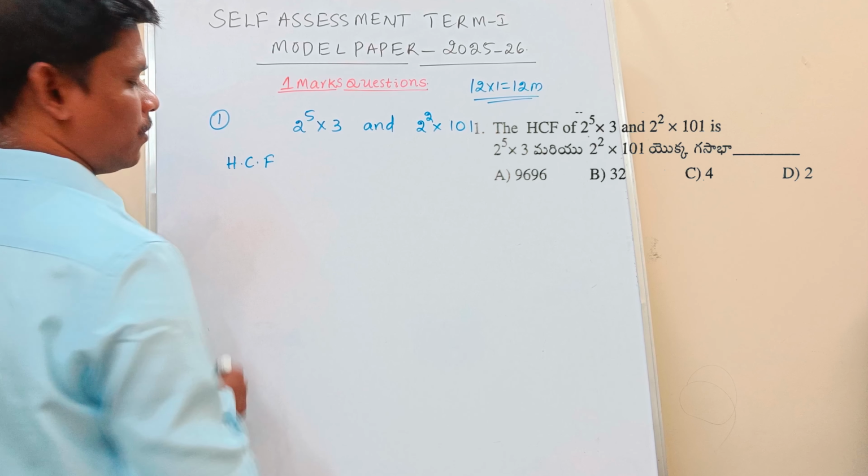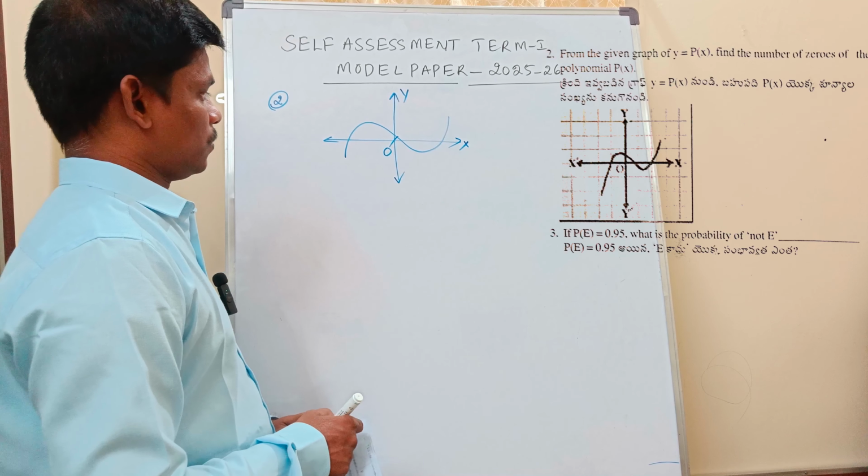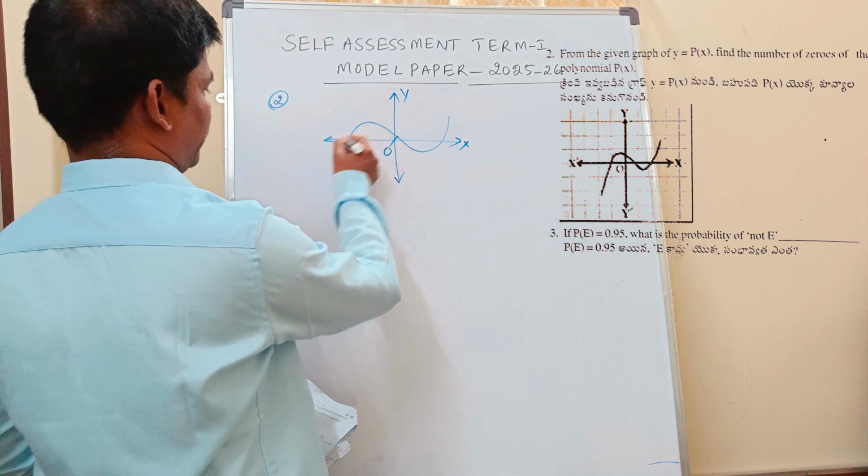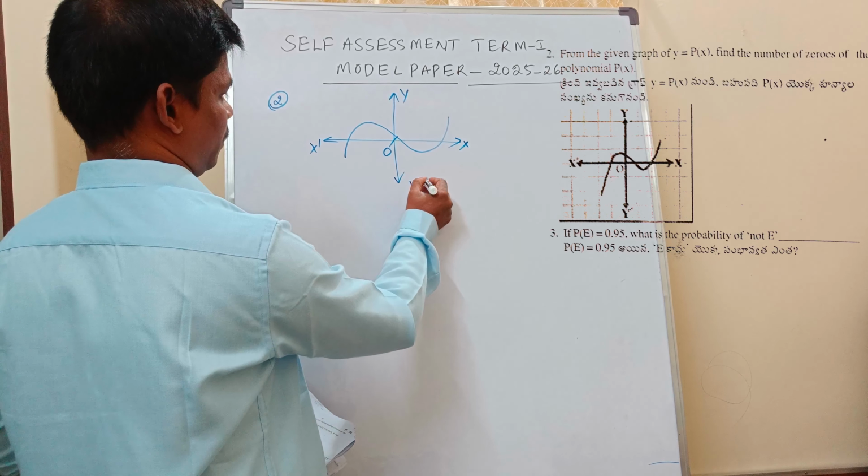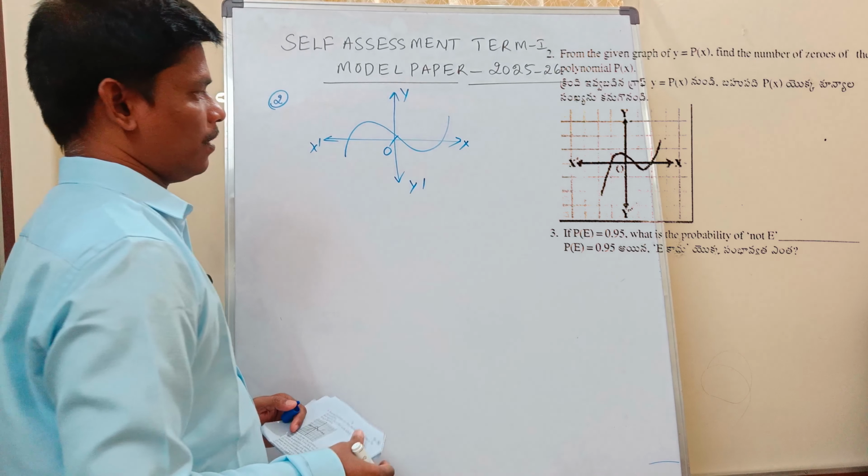Next question: from the given graph of y is equal to p of x, find the number of zeros of the polynomial p of x. So a graph is given, with the x axis and y axis on the graph. Find out the number of zeros. How to find out the number of zeros?